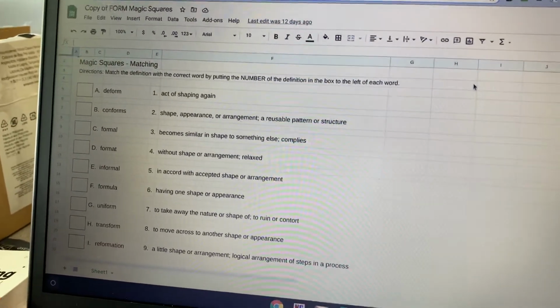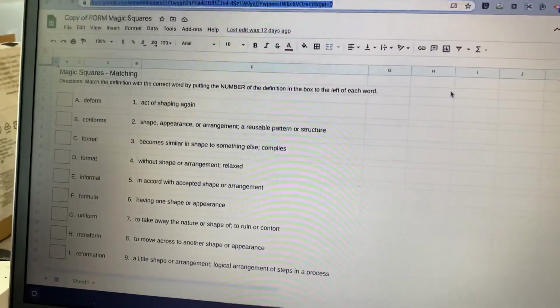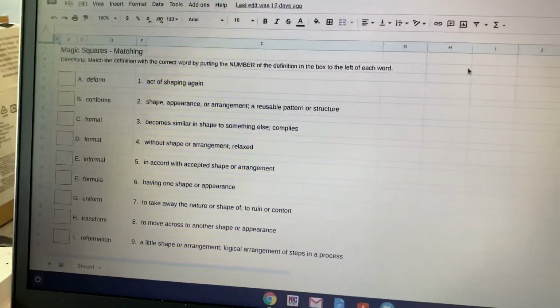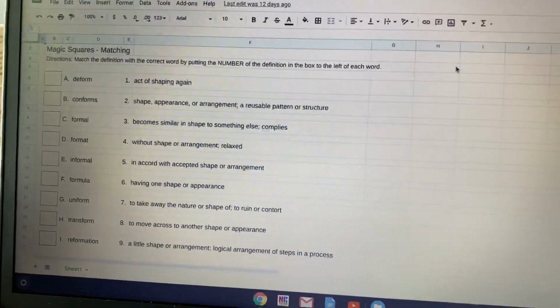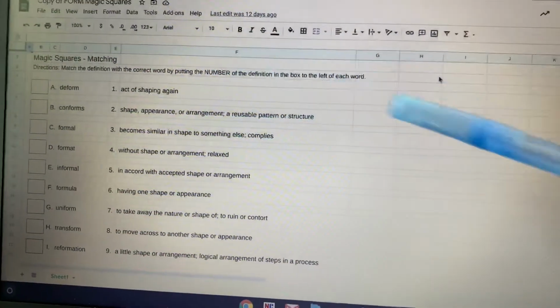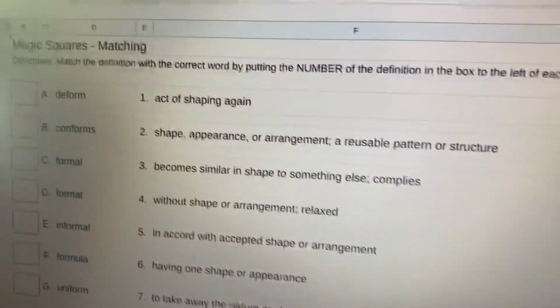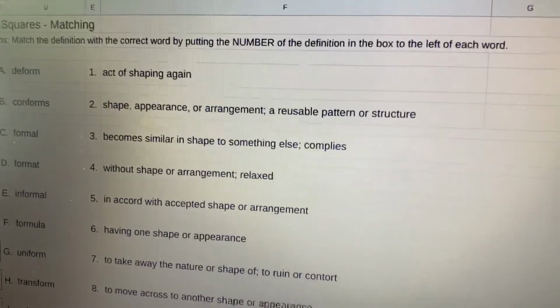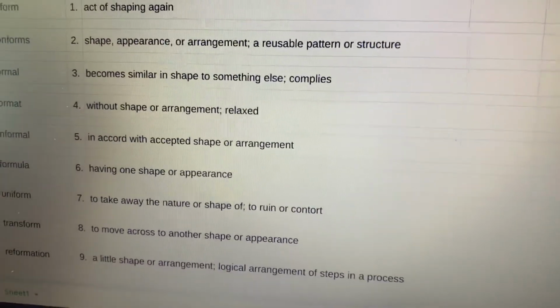I wanted to explain to you what a magic square is. So when you make a copy of the magic square assignment, you're not going to see anything that looks like a square. You're going to see a basic matching exercise. So when you get closer here, you'll see that A is deform. So you need to figure out which one of the definitions is deform.